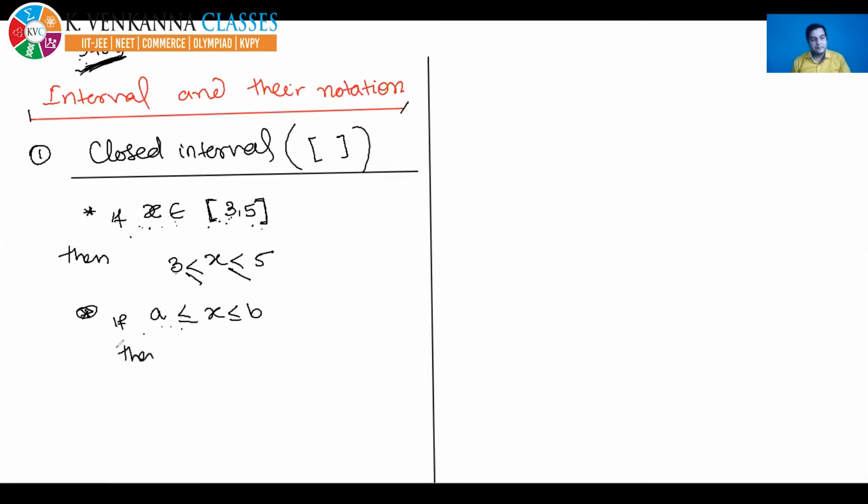Then in terms of interval, what will you write? x belongs to A to B. Okay. How to read? Listen to it properly, because you also have to read it later on. X belongs to A to B, closed on A, because the value of x can be A, and closed on B also, because the value of x can also be B. Okay, so x belongs to A to B, closed on both sides.